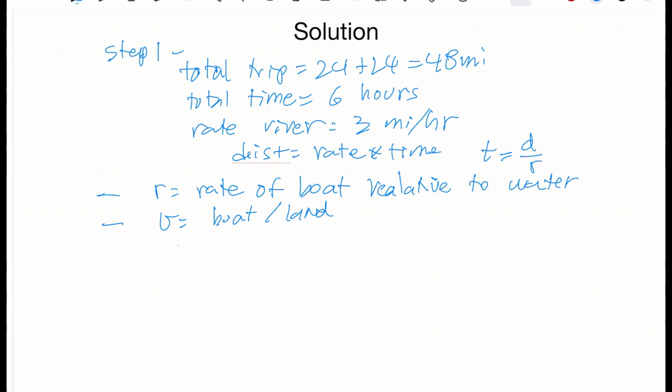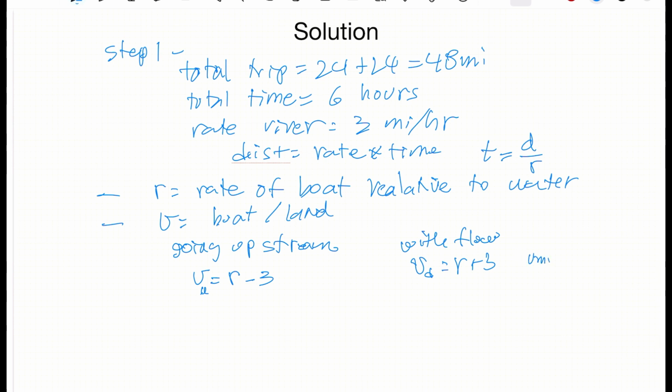So going upstream, that's against the flow of the water. So the velocity viewed from the land is equal to the rate minus 3 miles per hour, because we're going against the water. Now we're going with the water, with the flow, going downstream. Velocity downstream is equal to rate plus 3, and that's in miles per hour. So that's kind of what we do know, just looking at the problem.